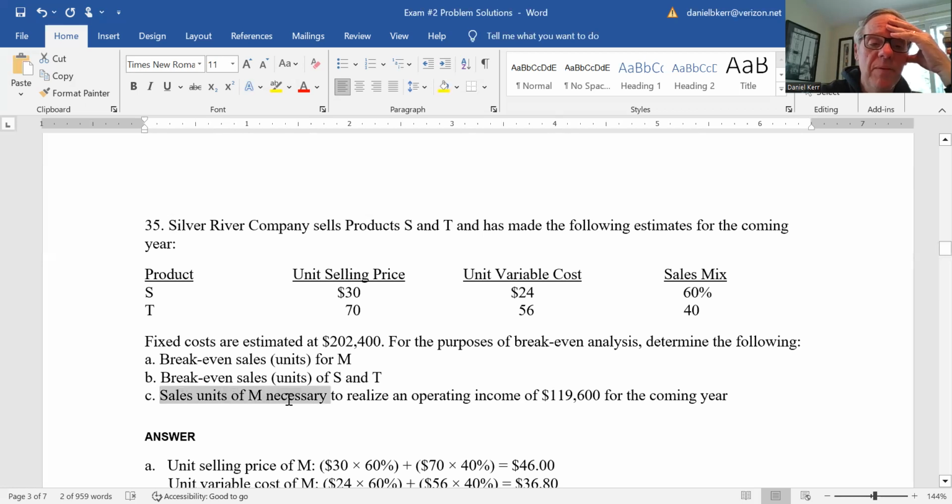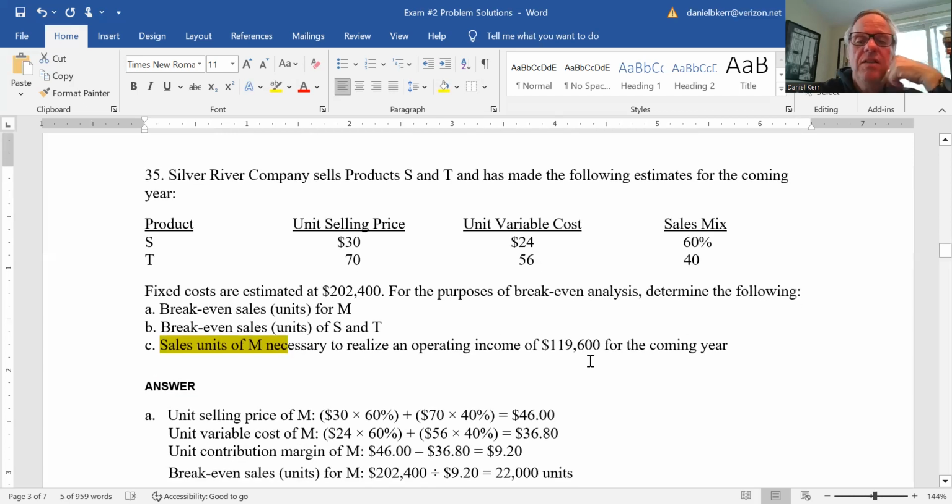Sales of units of M necessary. We didn't ask for the dollar sales. We asked for sales of units. So if you didn't give me the sales in units and gave dollar sales, sales value, sales volume, you lost a couple of points there.